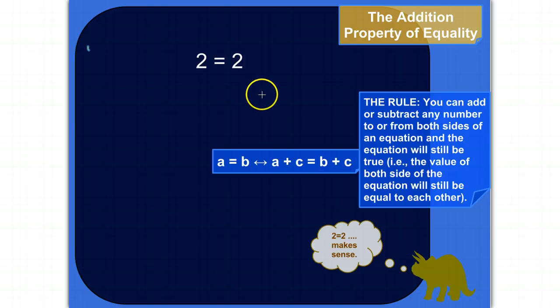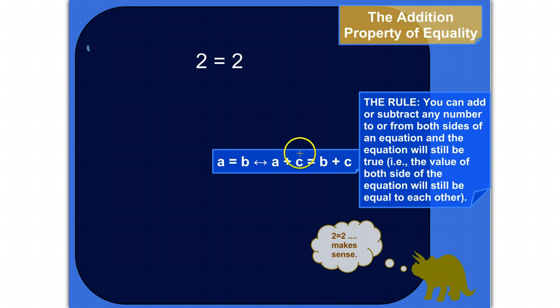Okay, so this lesson starts with 2 equals 2, which is something I think we can all get behind. Mathceratops likes it. 2 equals 2, yeah, makes sense, right? And we'll just build from there to illustrate what the addition property of equality is really all about.